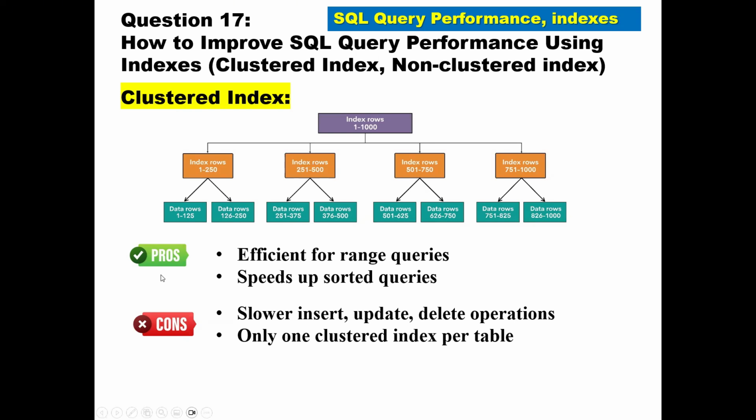Pros of clustered index. Efficient for range queries. Because data is stored in index order, retrieving a range of rows is faster. Speeds up sorted queries. Queries that require sorted data benefit because the engine doesn't have to sort again. Cons. Slower insert, update, delete operations. Because maintaining the physical order requires extra work during modifications. Only one clustered index per table. Because a table can only be sorted in one way.